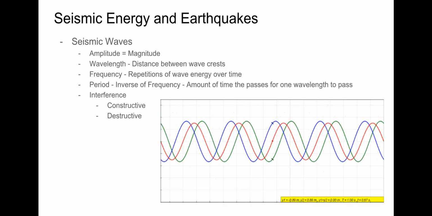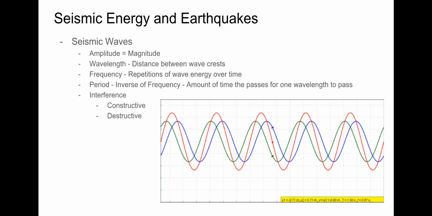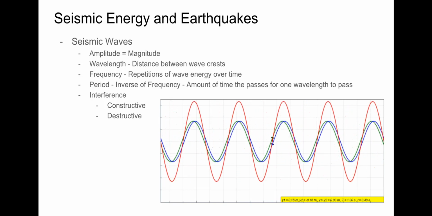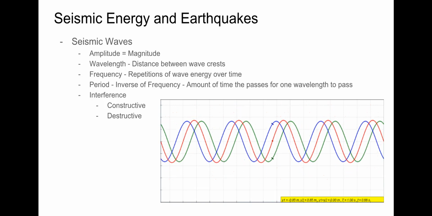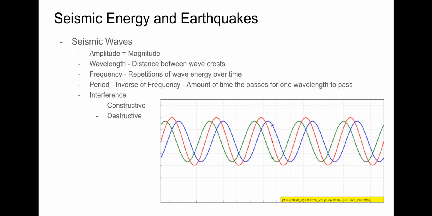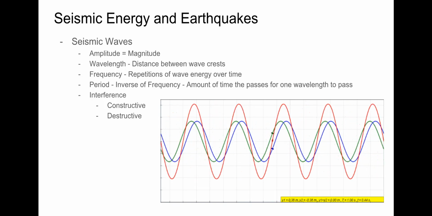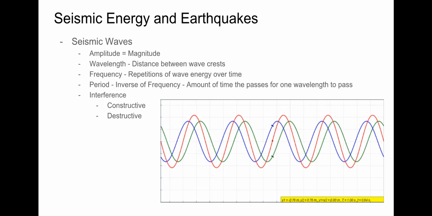Waves, of course, can be described using several important features, including the amplitude, the wavelength, the frequency, and the period. And waves can be both constructive and destructive, so they can work together and they can work against each other. But the bottom line is that waves are how this energy is transferred through the Earth's interior. And in lab, we'll explore this more deeply.